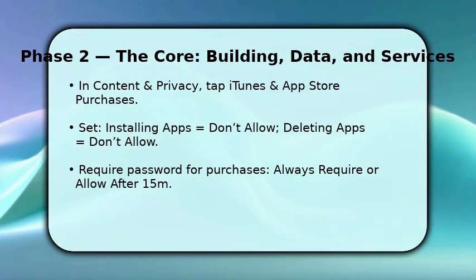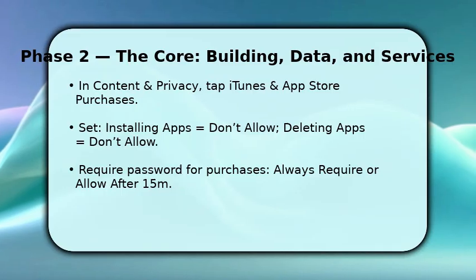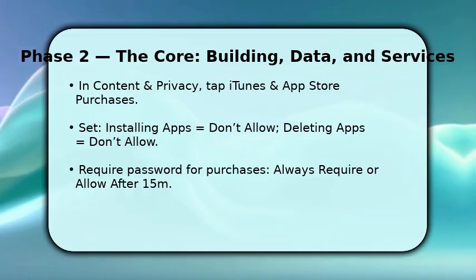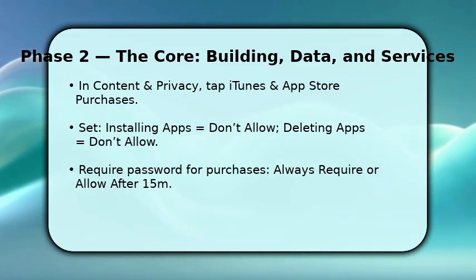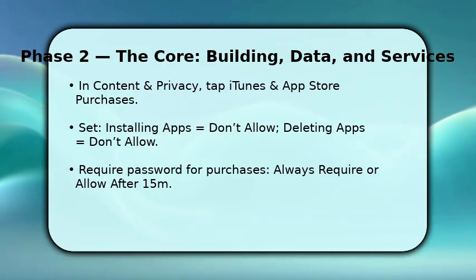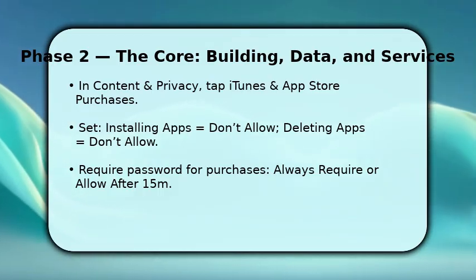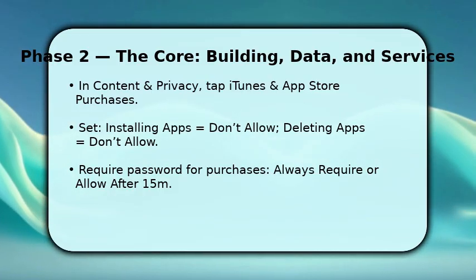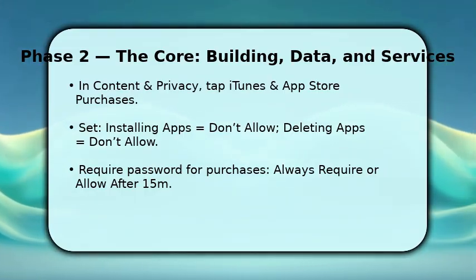Now you'll lock the App Store behavior itself. In Content and Privacy, tap iTunes and App Store purchases. Set installing apps to don't allow so new apps can't be added. Also set deleting apps to don't allow if you want to prevent removals. Next, require a password for purchases by selecting Always Require. This blocks paid downloads and in-app purchases. Make sure to confirm changes. If you plan to allow certain apps later, you'll return here rather than removing the passcode.